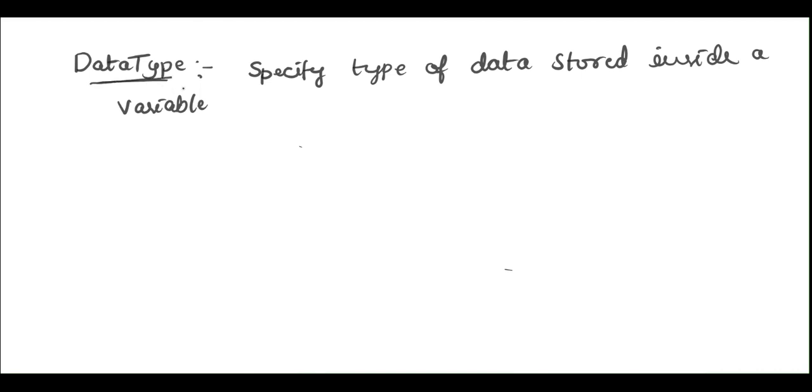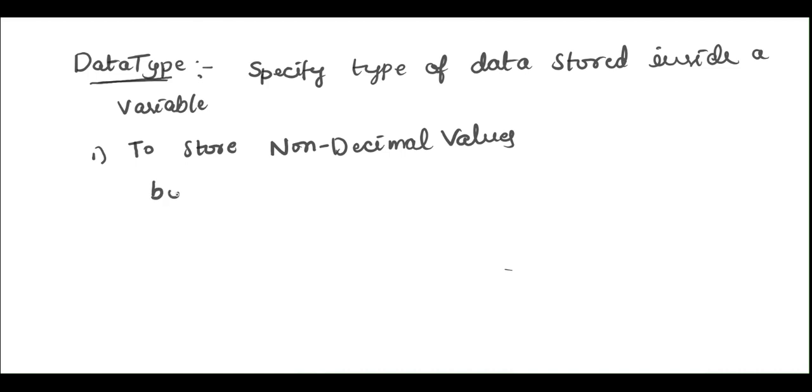The next concept is data types. Data types are used to specify the type of data stored inside a variable. In Java, we have different types of data types. The first one, to store non-decimal values. To store non-decimal values, we have four data types: byte, short, int, and long.